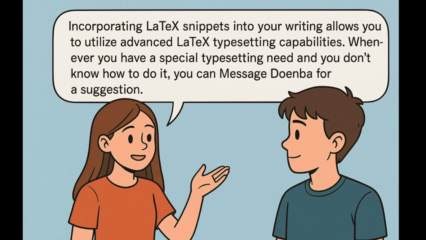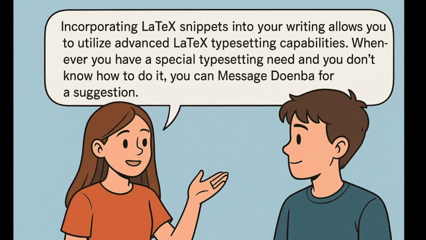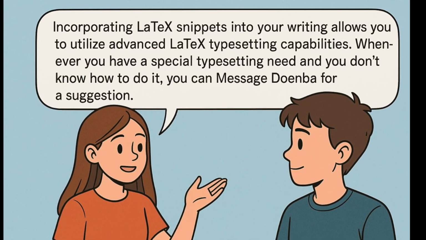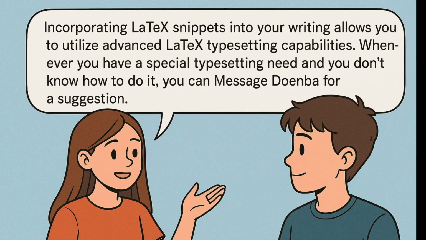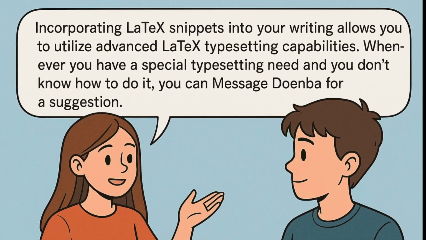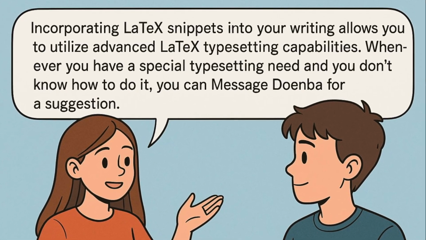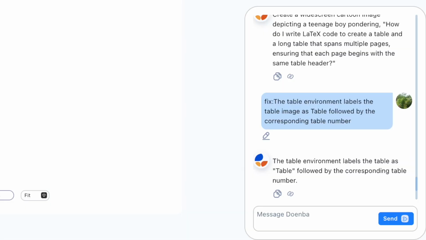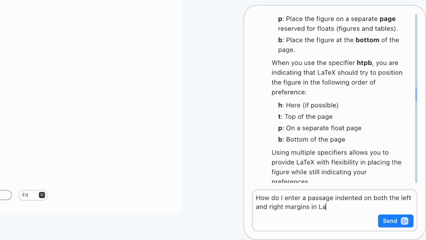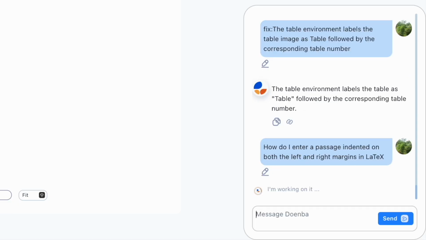Whenever you have a special typesetting need and you don't know how to do it, you can always message Doenba for a suggestion. For example, suppose I like to enter a passage indented on both the left and right margins, but I don't know how to do this. I enter the following prompt in the Message Doenba window. How do I enter a passage indented on both the left and right margins in LaTeX?